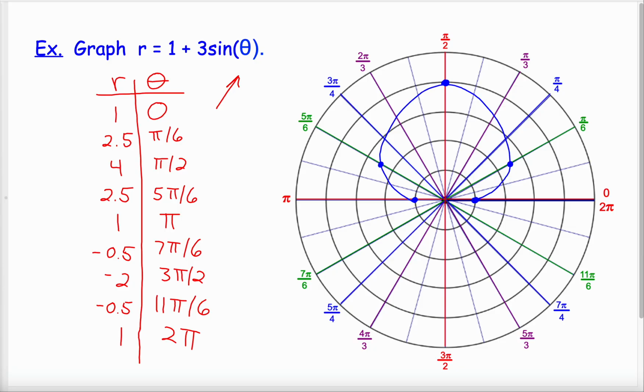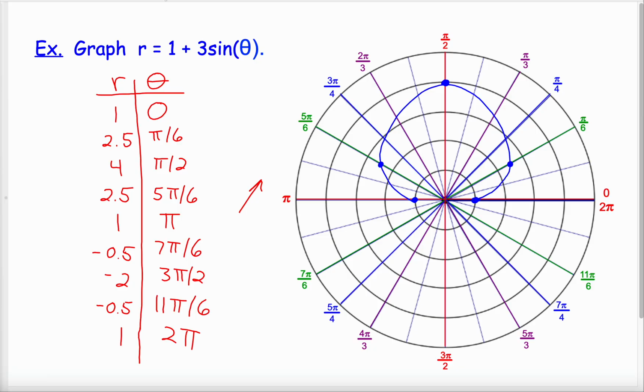Now, it gets interesting. So now, at pi, when I plugged in pi, I got r equals 1. When I plugged in 7 pi over 6, I got r equals negative a half. So that means that somewhere between pi and 7 pi over 6, when I plug that angle in, I'm going to wind up getting r equals 0. So somewhere after pi, before 7 pi over 6, my r's are getting smaller, smaller, smaller. They'll be 0. And then at 7 pi over 6, I get a negative a half. So instead of coming out half a unit this way, I'm going to go half a unit that way.